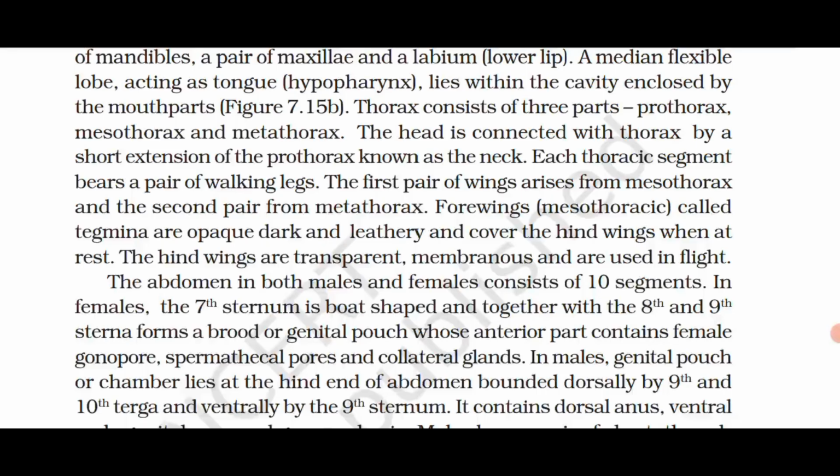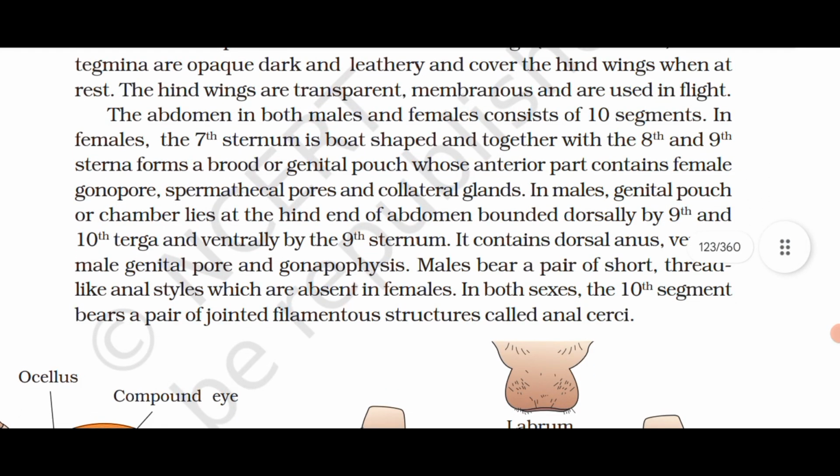In males, the genital pouch or chamber lies at the hind end of the abdomen, bounded dorsally by the ninth and 10th terga and ventrally by the ninth sternum. It contains the dorsal anus, ventral male genital pore, and gonapophysis. Males bear a pair of short, thread-like anal styles which are absent in females. In both sexes, the 10th segment bears a pair of jointed filamentous structures called anal cerci.